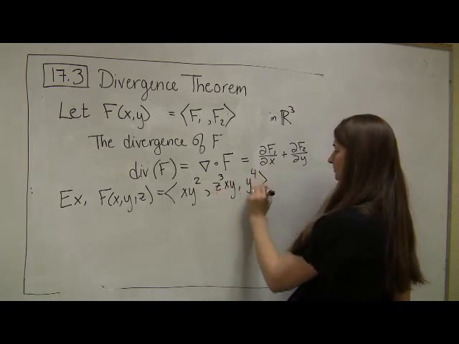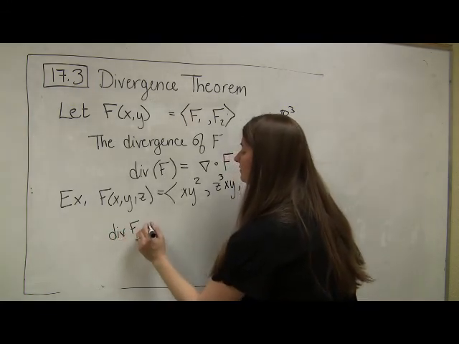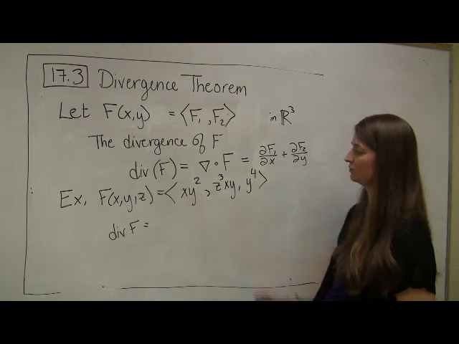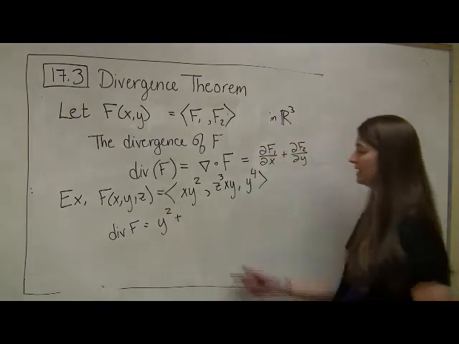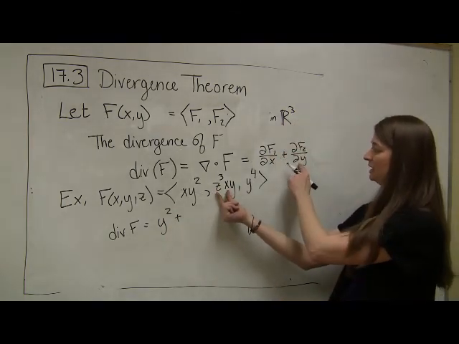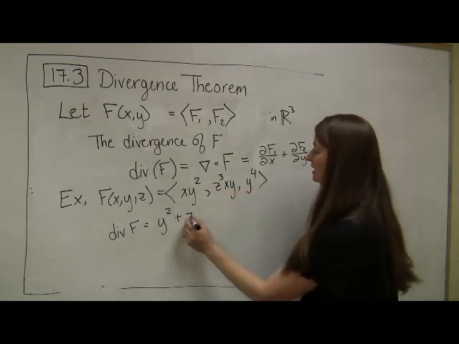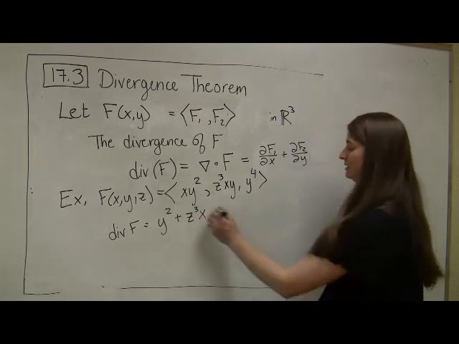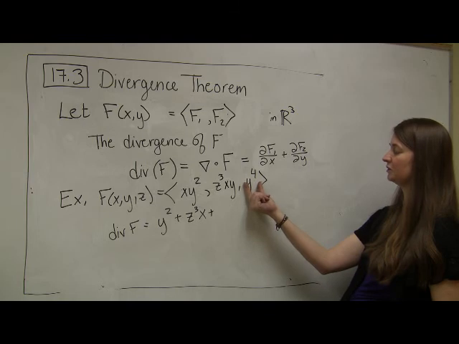Then if I want to know what is the divergence of F in this case, I'm going to take the partial derivative of this first component with respect to x, and that gives me a y². And then I'm going to add the partial derivative of the second component with respect to y. And so treating z and x as constants, that's going to give me z³x, plus the partial derivative of the third component with respect to z.